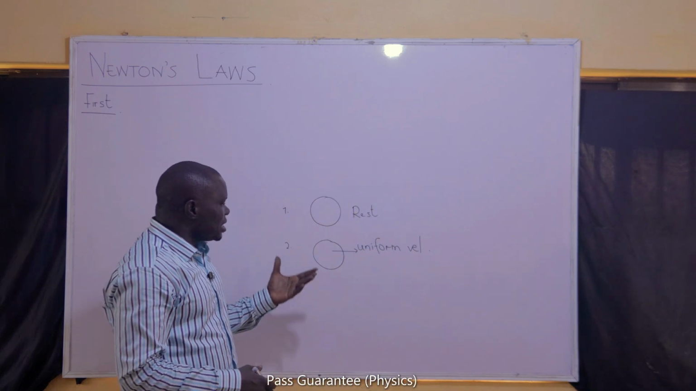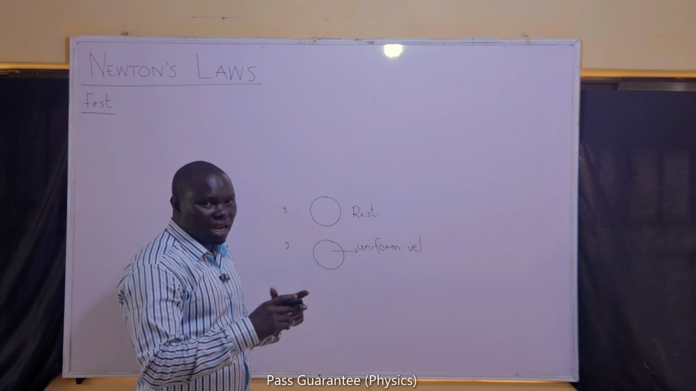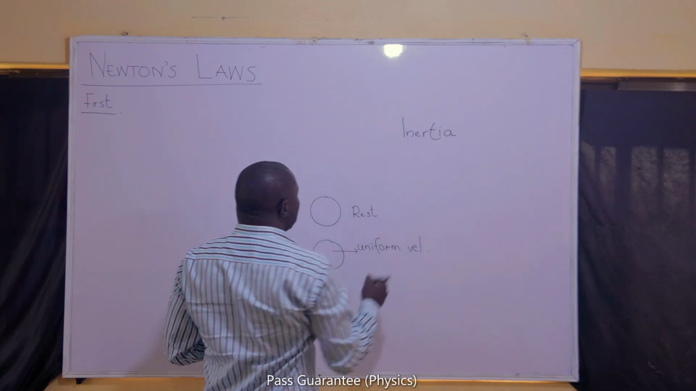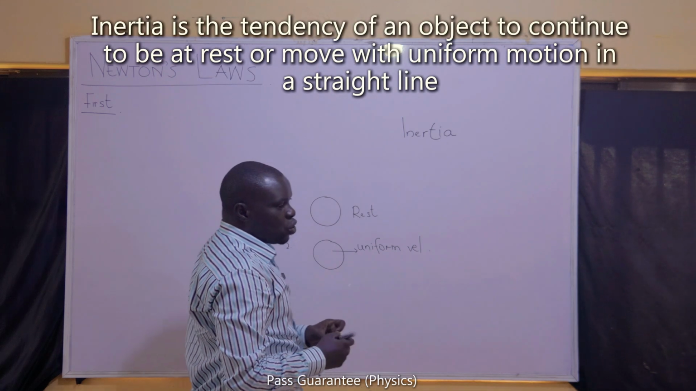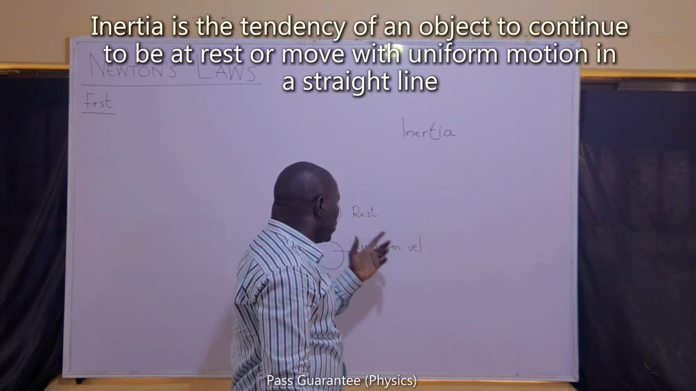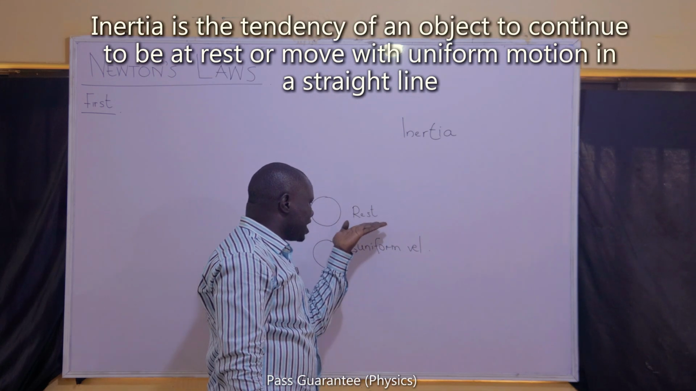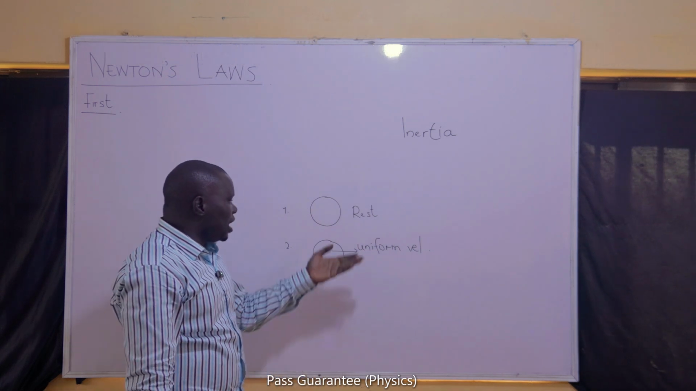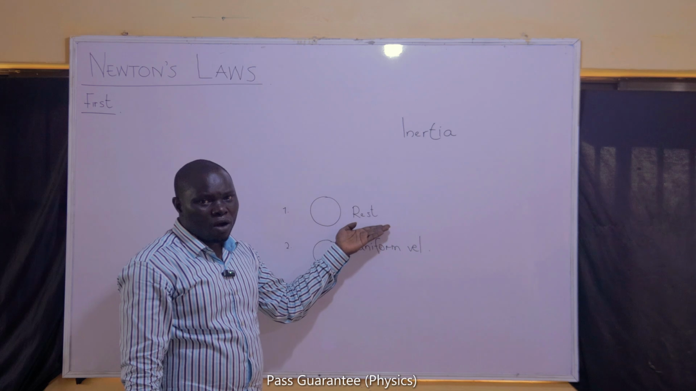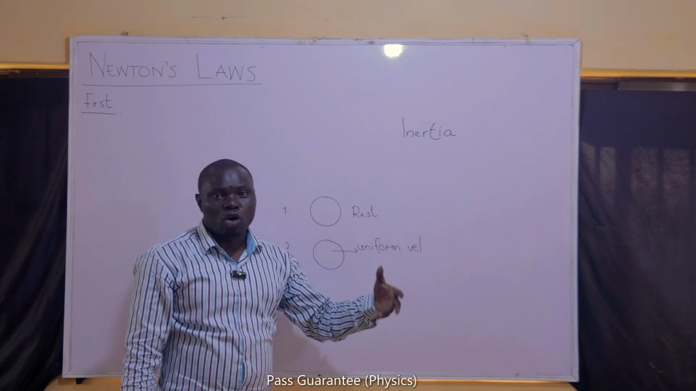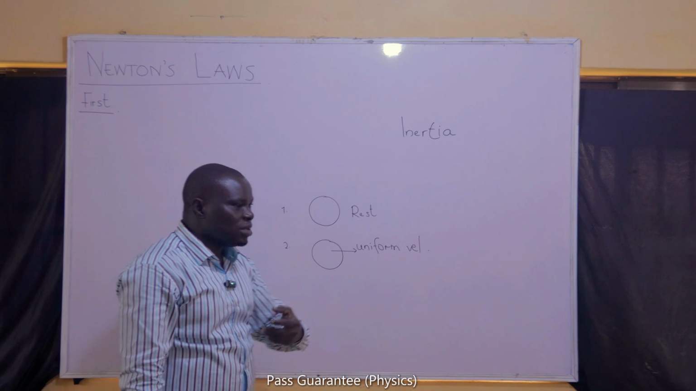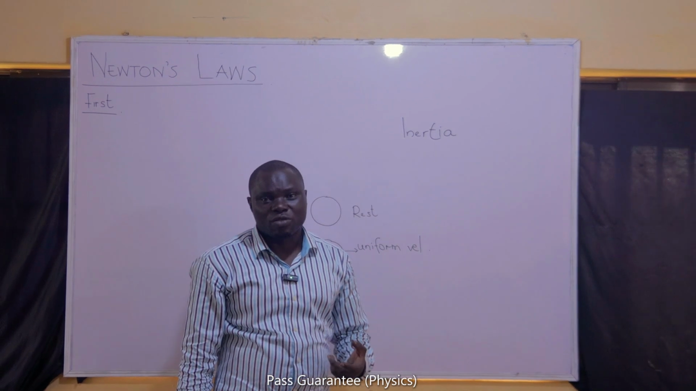There is a part of that law that describes what we call inertia. Inertia is the tendency of an object to continue to be at rest or move with uniform motion in a straight line. All objects at rest will naturally always want to be at rest. That is why most of the time you can be a little bit reluctant about waking up very early in the morning.